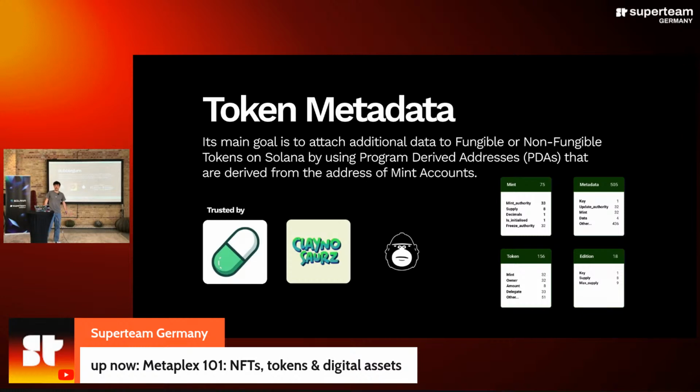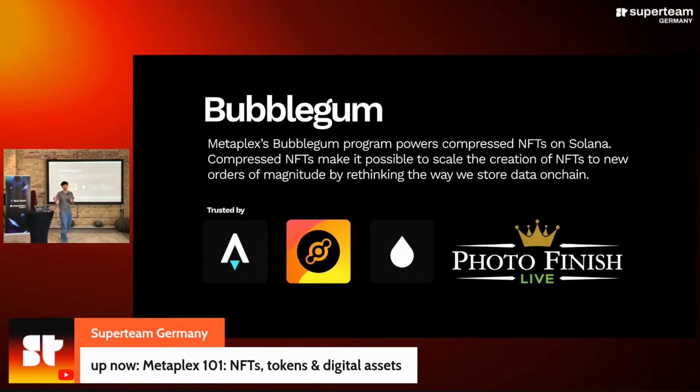Then we have Bubblegum. Bubblegum is the suite of programs that power compressed NFTs on Solana. Compressed NFTs make it possible to scale the creation of NFTs to a new order of magnitude by rethinking the way we store data on chain. The main difference is that instead of storing the whole NFT data fully on chain, this data gets stored off chain and computed into a Merkle tree that gets saved on chain.